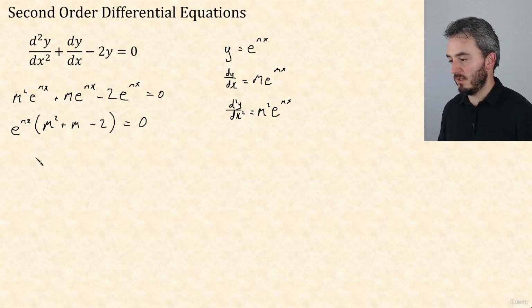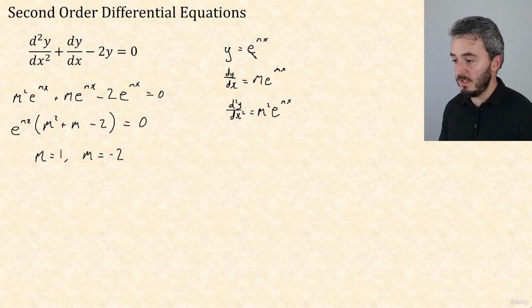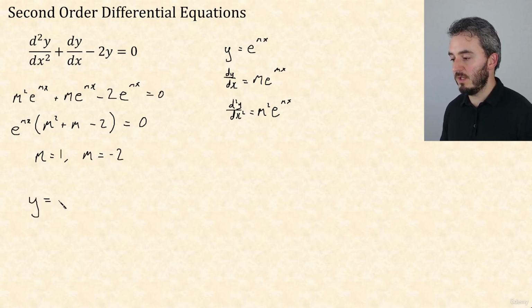If you solve that quadratic, you get m equals 1 or m equals minus 2. So that means that we could have e to the 1x, or e to the x. We could also have any multiple of that, a e to the x. And we could also have any amount of e to the minus 2x. This tells me that the general solution to this differential equation is y equals any amount of e to the 1x and any amount, not necessarily the same, of e to the minus 2x.